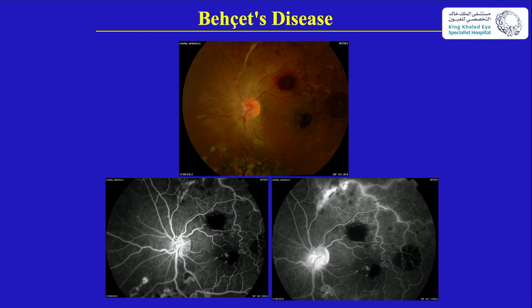This patient had inflammatory, why did I say inflammatory? Because of the vascular sheathing. And you can see hemorrhages with hemorrhagic infarction. So he had inflammatory branch retinal vein occlusion due to Behcet.